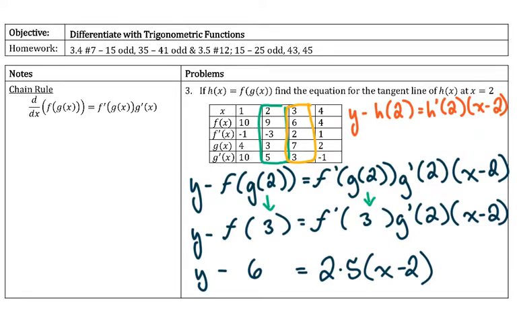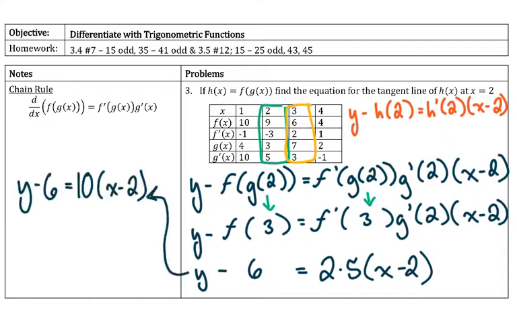In its simplified form, we have y minus 6 equals 10 times x minus 2 in point slope form, or y equals 10x minus 14 in slope-intercept form.